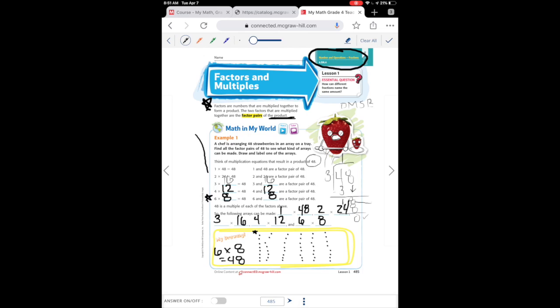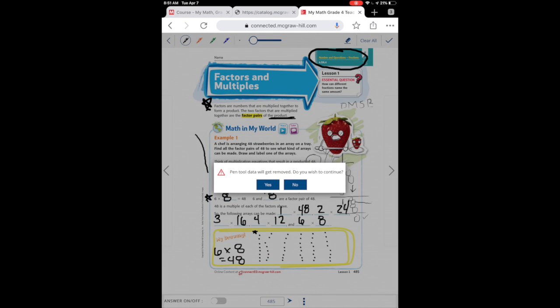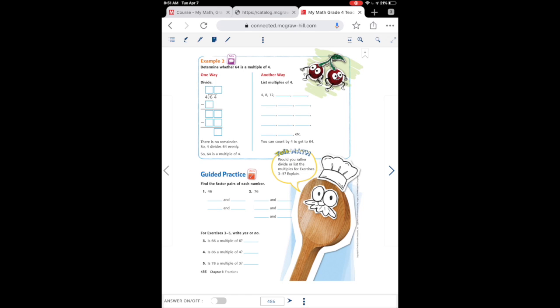Are you still doing it with me? Keep going. Okay, good job. We're going to move on to the next page. I'm going to clear this whole page off, and we're going to move to the next page. If you still need to look at that page, just pause the video really quick, finish that page, and then press play and continue with us, okay?